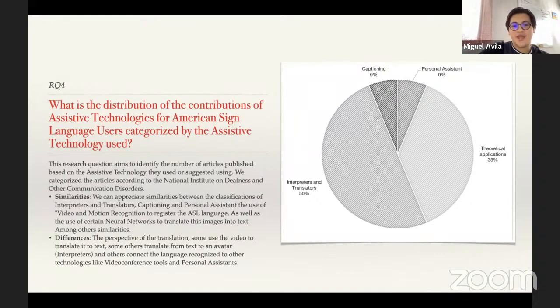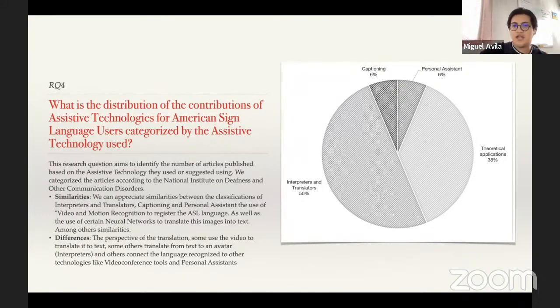So, well, basically here we have text to an avatar, that they are the interpreters, and others to connect the language to recognize other technologies as video conferencing tools and personal assistants. The video conferencing tools solution is pretty interesting because basically they are based on captioning. So for example, if we are like this on a Zoom and I'm talking in ASL language, using these neural networks to translate my video, my hands movement into actual words, into actual phrases.